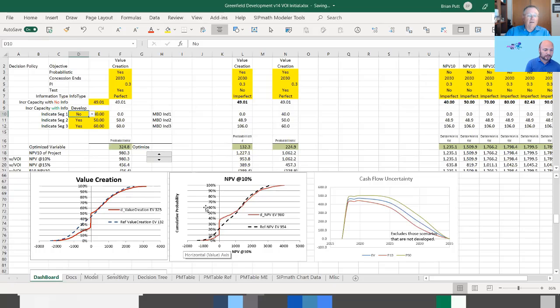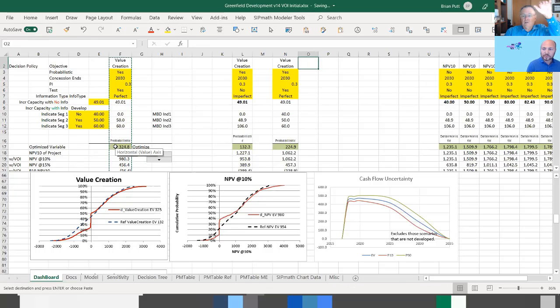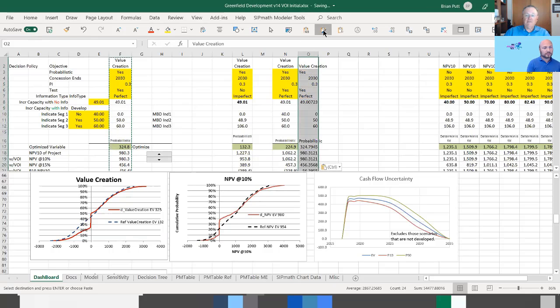And so now we find out, if we looked at this optimized variable, it went from, originally with no information, we had 132. And then when we developed everything, we went to 224, and now we're up to 324. So we'll store that one. What I've done here, Alex, is I've just taken that vector of results and the inputs and given it a range name. And so it's easy to get to and then paste it in here so I have these for comparison. Sure.